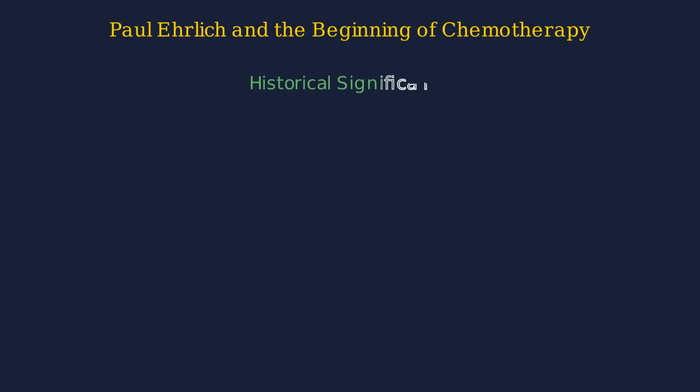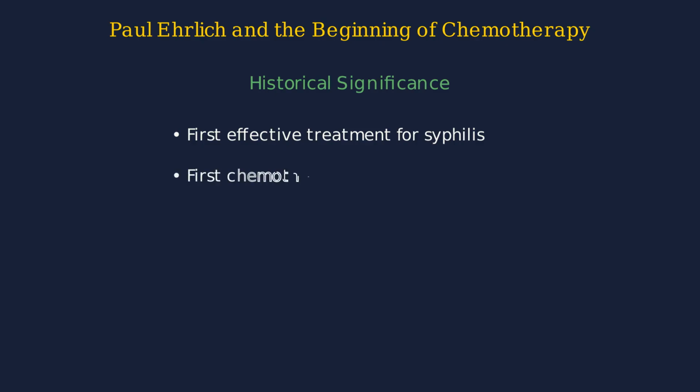Salvarsan represented a watershed moment in medical history. It was the first effective treatment for syphilis, a devastating disease that had plagued humanity for centuries. More fundamentally, it was the world's first chemotherapeutic agent, proving that chemicals could be designed to fight disease.